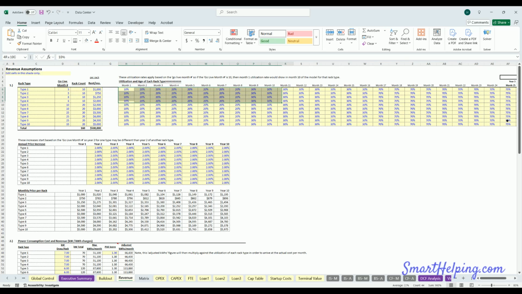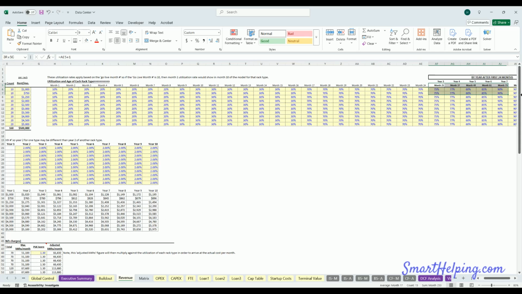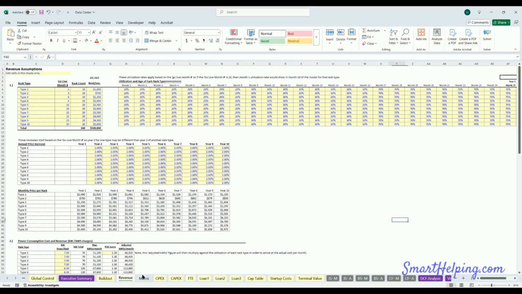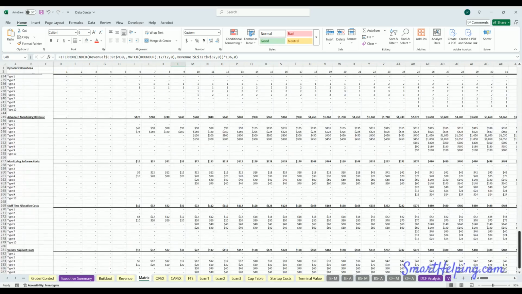Utilization, just a quick note, that goes for 24 months granular. And then after 24 months, you can define it by year. So like the first 24 months of a given cohort utilization, and then year 3 is just one rate, year 4, etc., up to year 10. Matrix, this is how all of these calculations are happening dynamically.